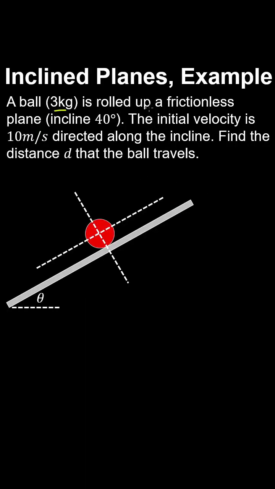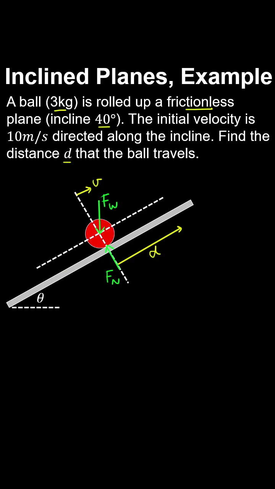A 3 kilo ball is rolled up a frictionless plane, and the initial velocity is 10 meters per second, directed along the incline. Find the distance d that the ball travels. So we took the origin at the ball. Now taking a free body of the ball, we find the following forces acting on it. So the force of weight and a normal force.